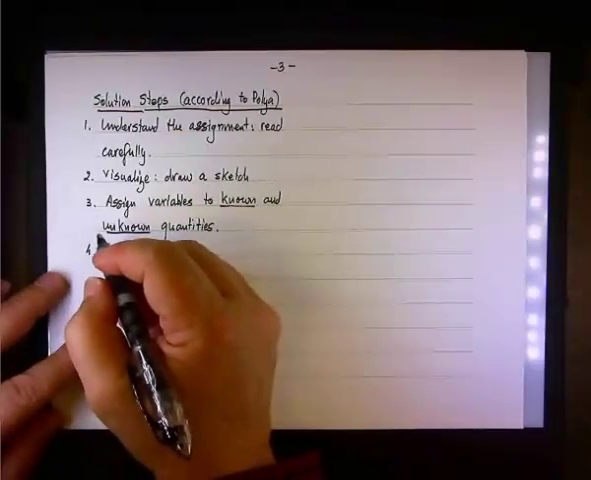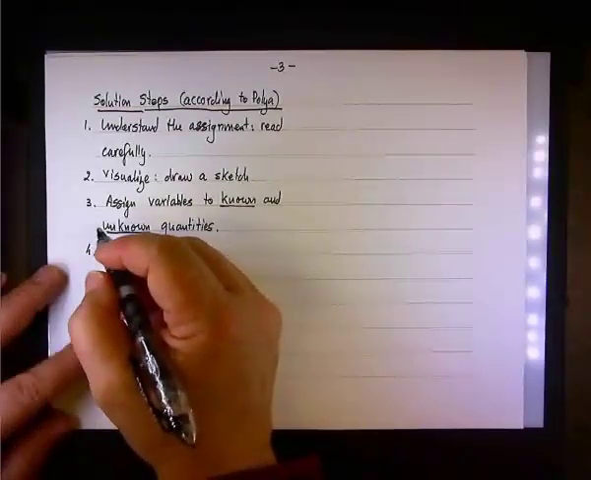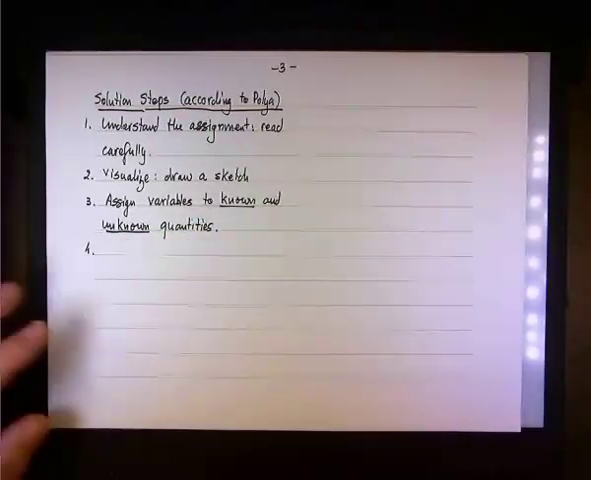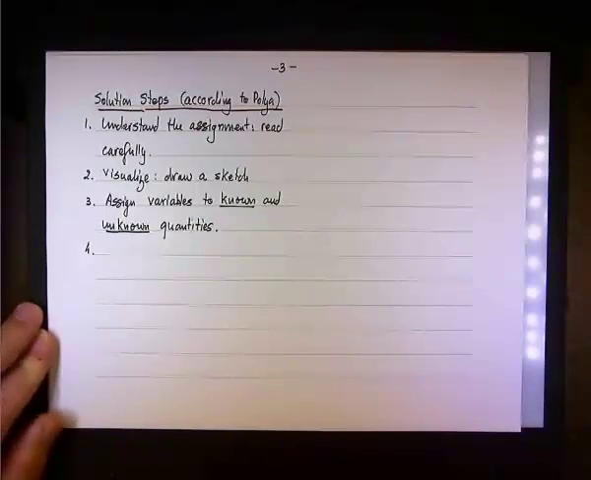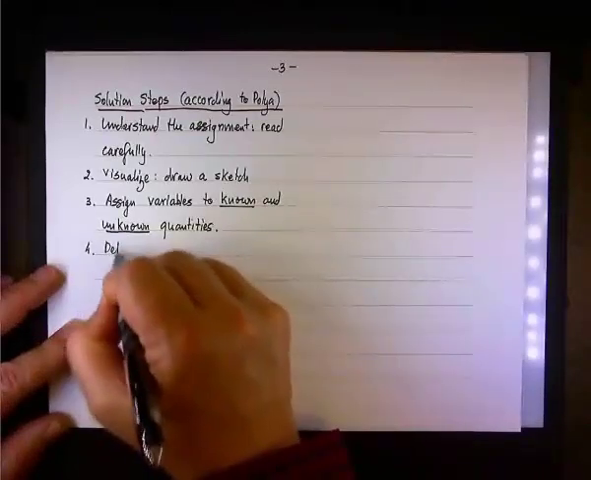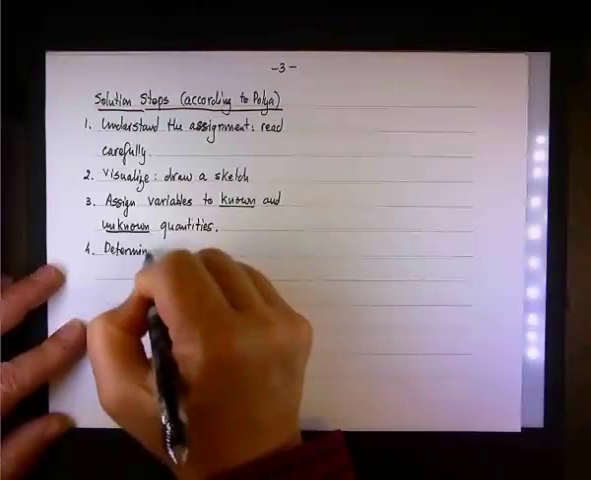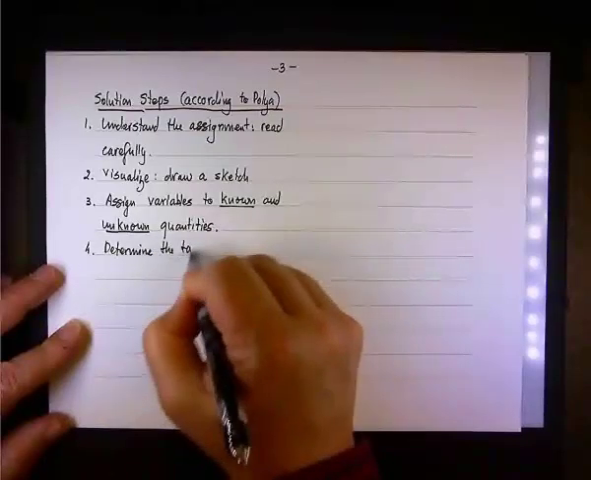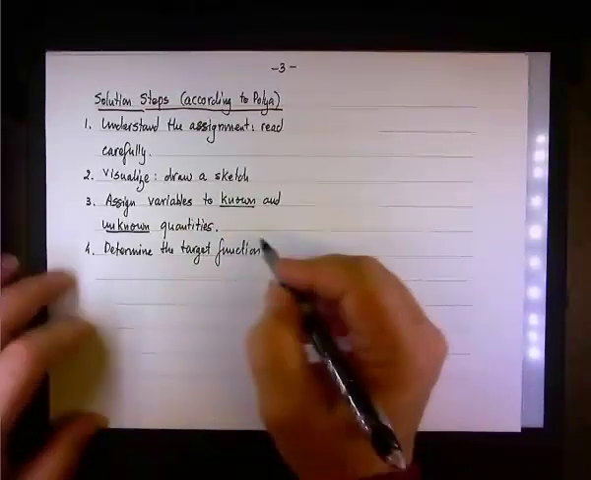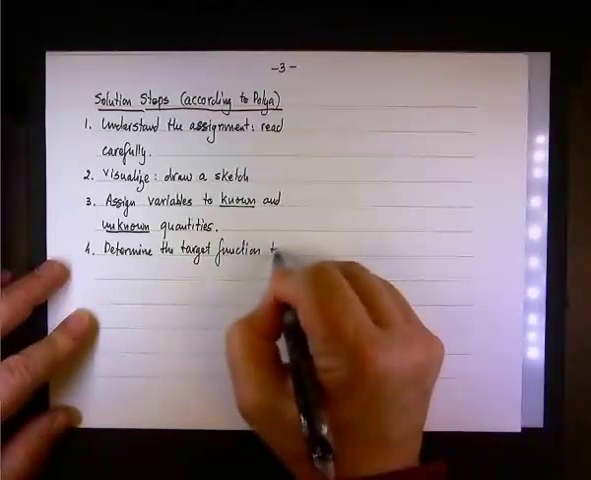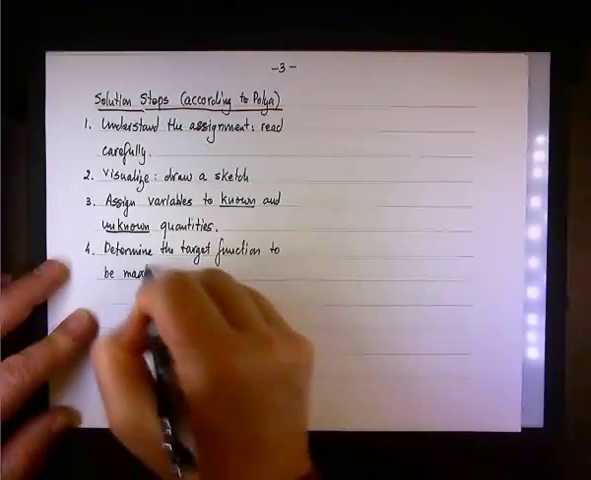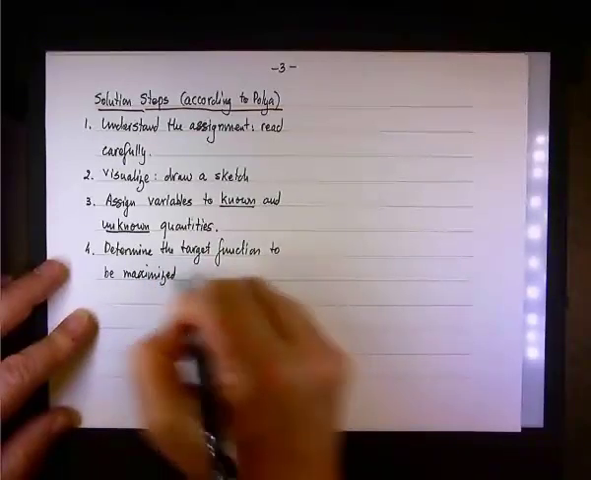The next part is the modeling part, where we need to build up the function. When we do optimization, the function that needs to be maximized or minimized is called the target function. So determine the target function to be maximized or minimized.